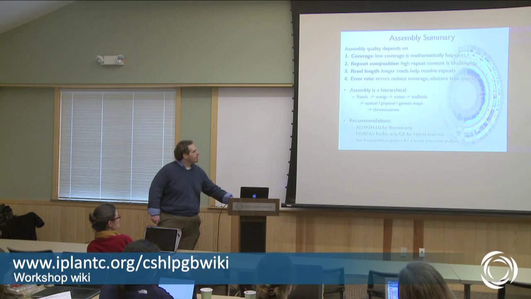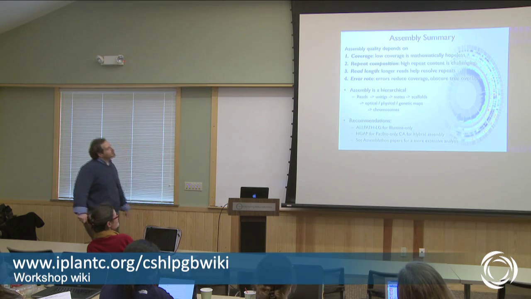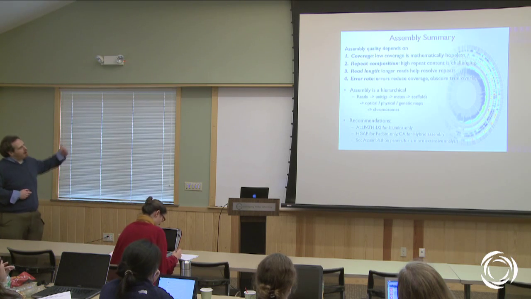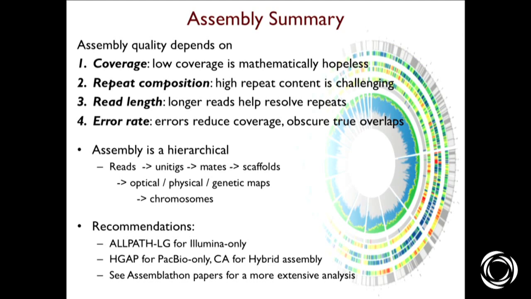Okay, so just to summarize, assembly quality depends on, number one, coverage. If you have low coverage, your project is doomed. Spend more money, get deeper sequencing so that you're not doomed. And then number two and number three are very closely intertwined: repeat composition and read length. If you have longer and longer reads, we're going to be able to assemble across more of the repeats that are present.